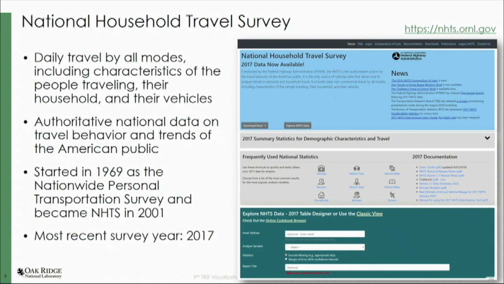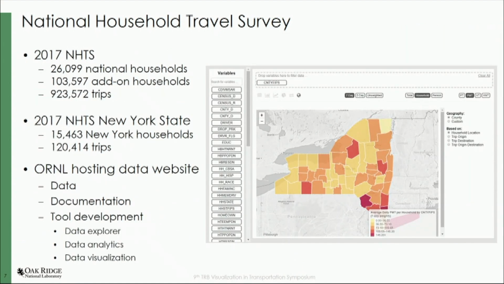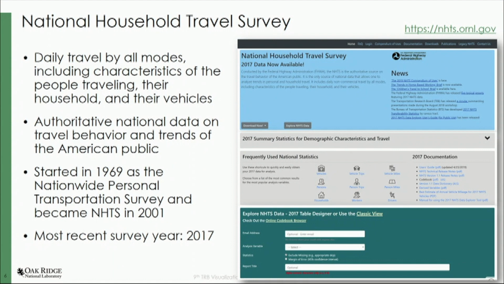Oak Ridge National Lab's role in this is that we are hosting the data on the nhts.ornl.gov website. Starting in the early 2000s, we started to not only provide the data, but also develop tools that people can use to quickly get a glance of what the data looks like. So we're providing frequently used statistics like vehicles and person trips and person miles, summarized by different demographic information.